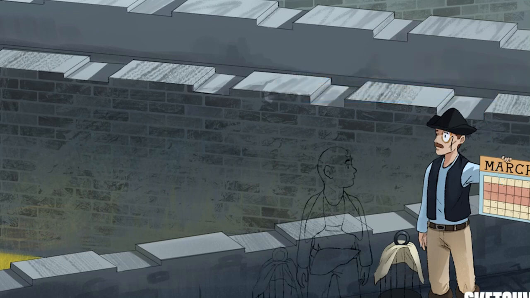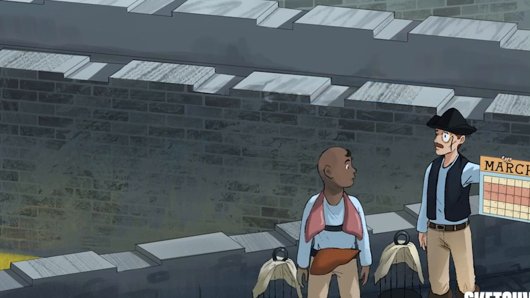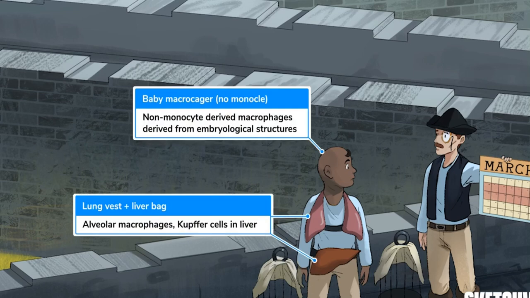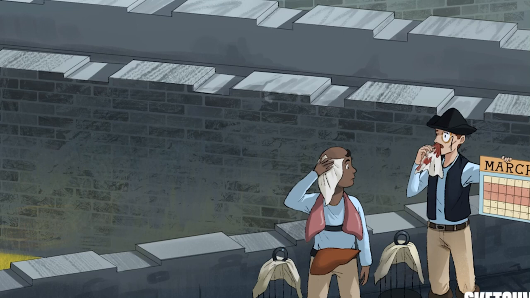As opposed to monocyte-derived macrophages, non-monocyte-derived macrophages are derived from embryological structures. So we've drawn in a baby-faced macrophager without a monocle to remind you of this. Some examples of these types of macrophages are Kupffer cells in the liver and alveolar macrophages in the lungs, which we've denoted with this little man's lung vest and liver bag. Oh, and looks like they got into a little tiff, probably over some key differences between them.